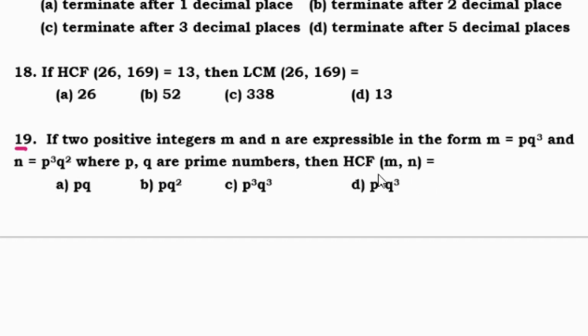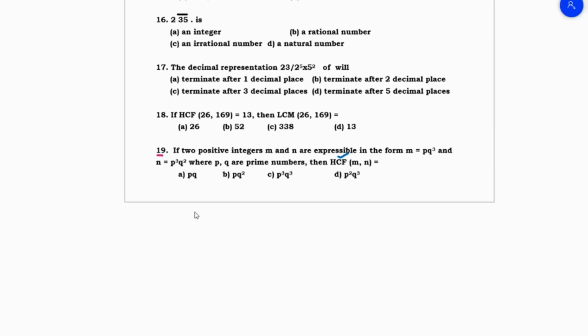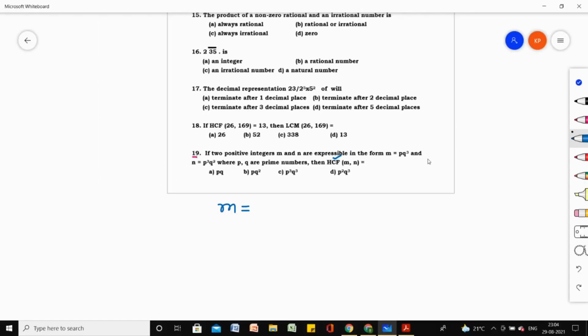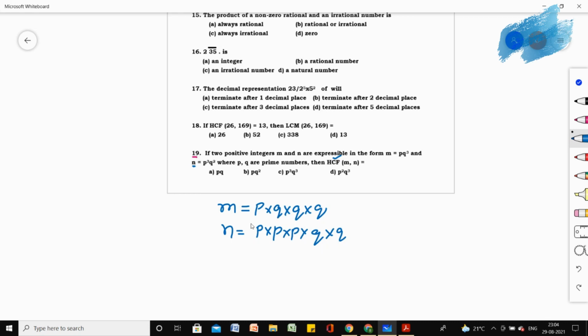So four options are given. To find the HCF, we have to take the factors of m. M is equal to p into q cube, which can be written as p into q into q into q, and n is expressed as p cube q square. I'm writing n as factors p into p into p into q into q. Q square can be expressed as q into q. P cube can be expressed as p into p into p.